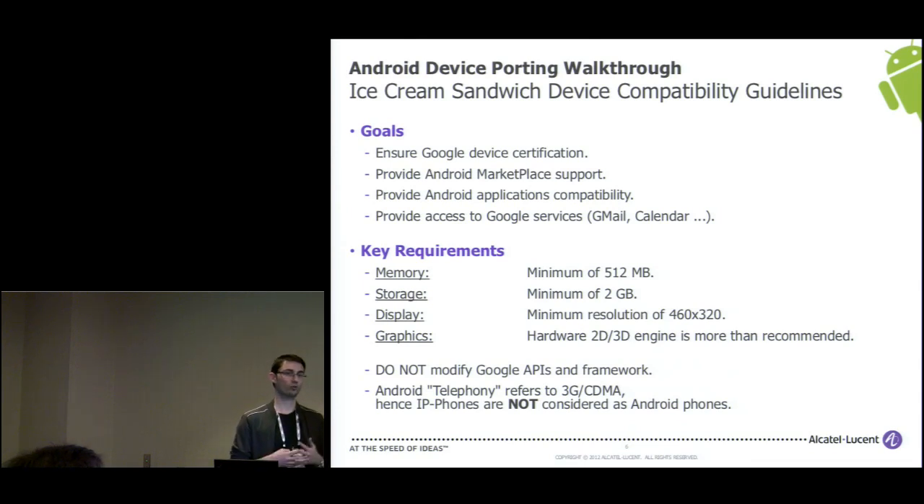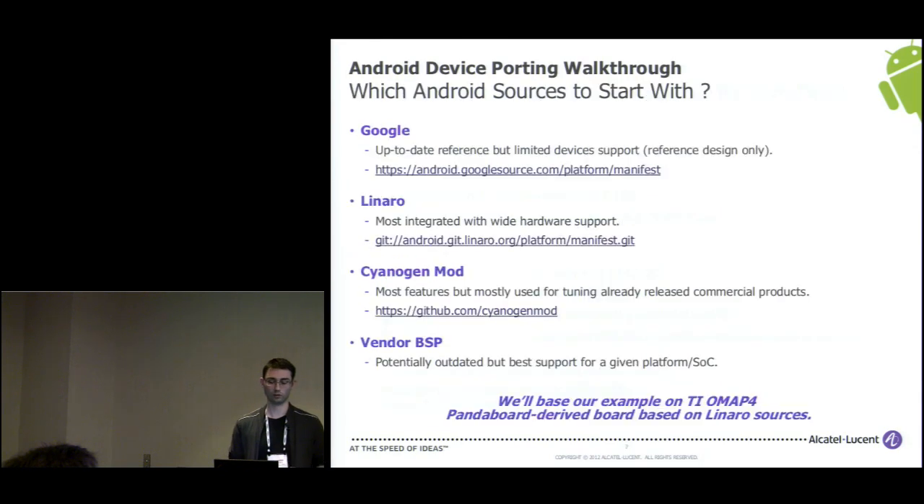So everything should remain compatible. One of the really tricky points we have seen in our project is that the Android telephony features as meant by Google only refer to 3G or CDMA. We are trying to build IP phones, which use just voice over IP and not regular telephony through a modem. So this is not a phone in Google terms. The regular IP phone is not a Google phone. This is really a key point that we have to address.